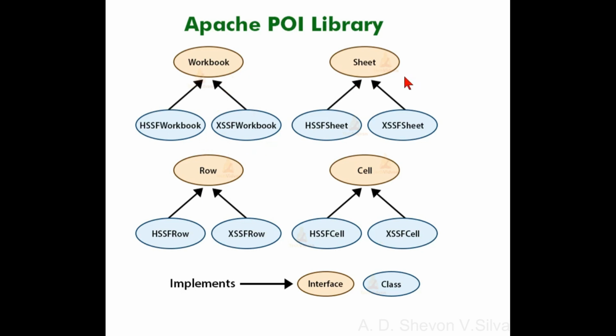Here interface sheet is implemented by HSSF sheet class and XSSF sheet class. Here interface row is implemented by HSSF row class and XSSF row class. Here interface cell is implemented by HSSF cell class and XSSF cell class.